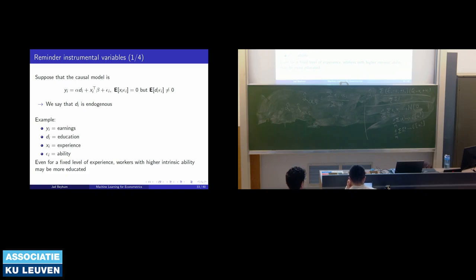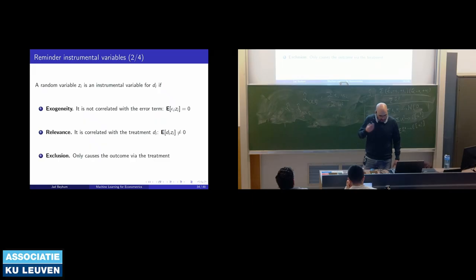I can't measure ability perfectly, so I might still believe that what is left in my error term, the part of ability that is left in my error term once I've put IQ, parental education, and these kinds of things, is still correlated with education, and then I still get bias. So to solve this problem, I can use an instrumental variable. An instrumental variable is a variable that satisfies three conditions. The first one is that it is exogenous, so not correlated with the error term. The second one is that it's relevant, meaning it's correlated with education. The third one is that it's excluded, it has no direct effect except through education.